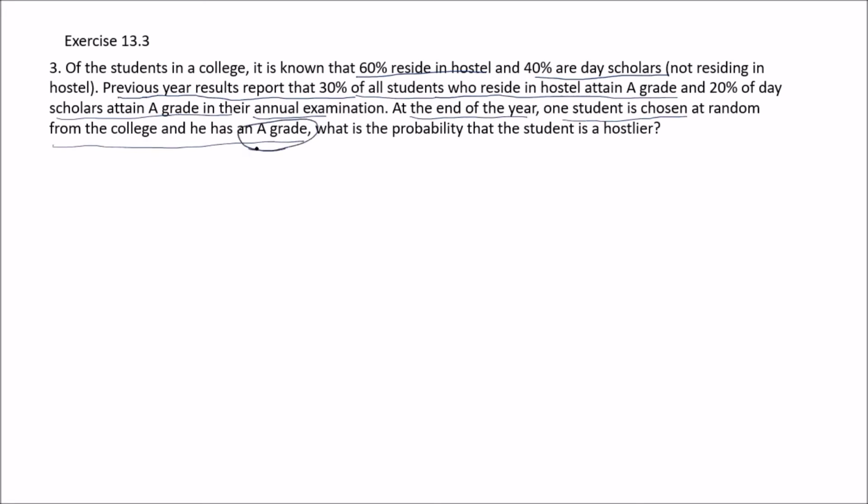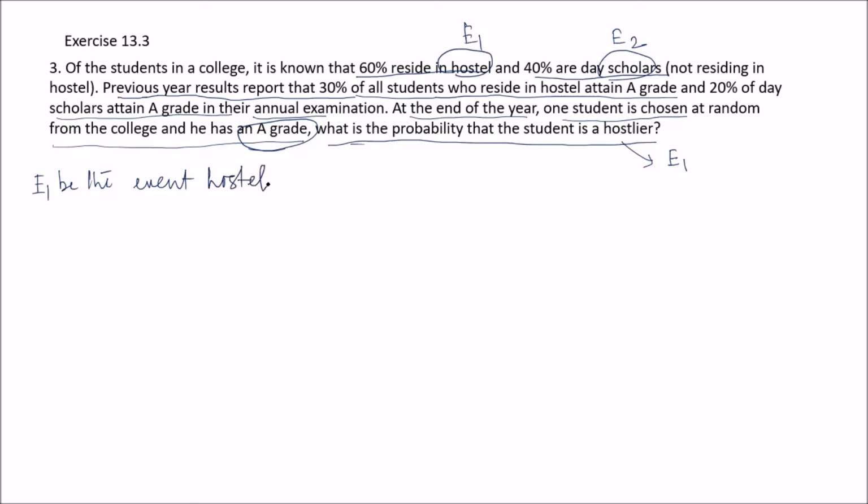So A grade is your event A. What is the probability that the student is a hostelier? So hostelier we will take as E1. The last line is very important. That will be either E1 or E2. So if hostelier is E1, then day scholar will be E2. So you only have to mention here: let E1 be the event hostelier, and E2 be the day scholar.